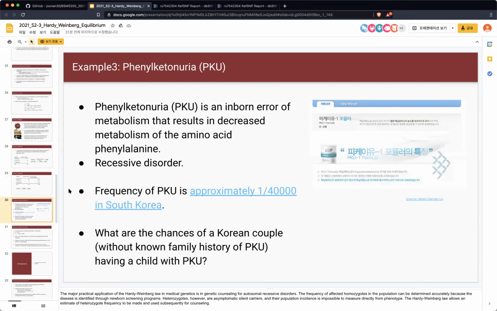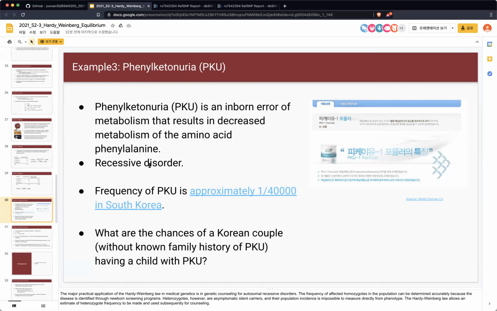Okay, and the third example is the Phenylketonuria disease. This is a congenital disease with a metabolic issue, and that is following the recessive pattern. So we call it a recessive disorder. The frequency of this PKU is approximately 1 in 40,000 people in our country, right? And then we can calculate what are the chances of a Korean couple without known family history of PKU having a child with PKU, because PKU follows the recessive pattern.